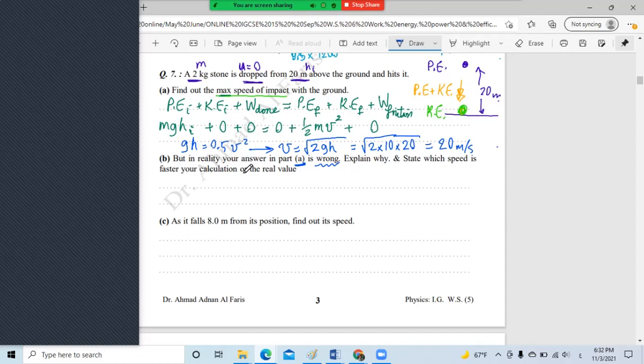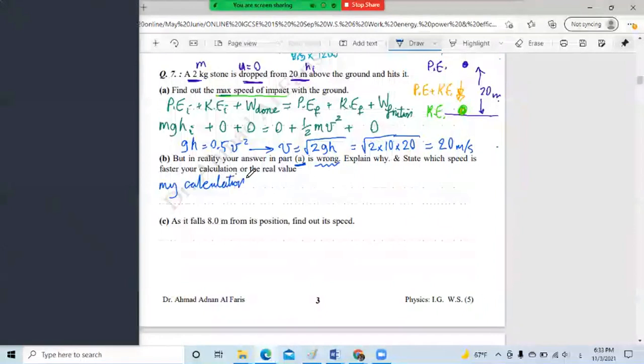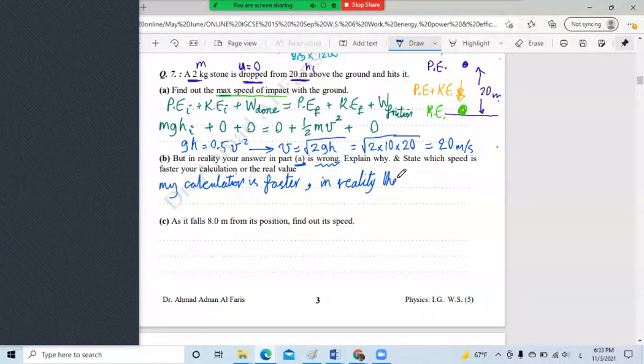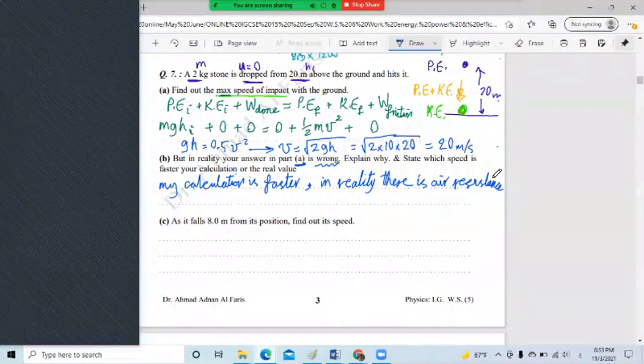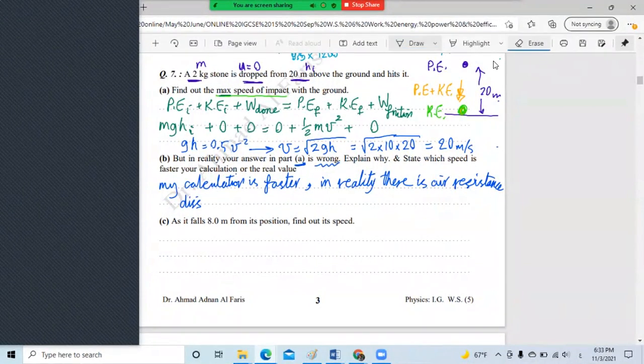Bravo, Elaf. Thank you, Elaf. Yes, the answer: my calculation is faster. Thank you to the guys and girls who sent me the answer. Why? Because in reality, there is what? There is air resistance. What does this air resistance do? It dissipated some energy, which means some of the energy is wasted.